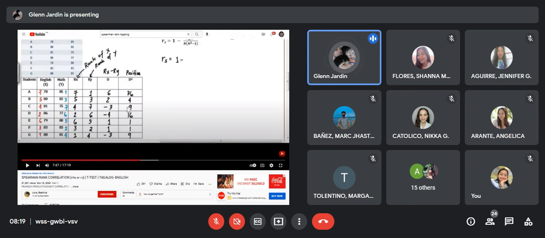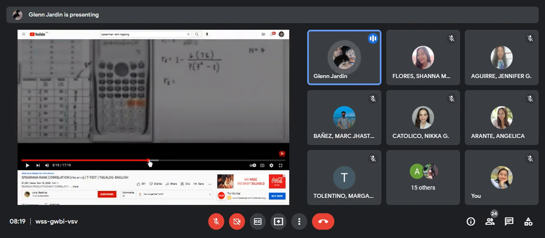Mawawala yung negative. Negative times negative is positive yan. Dito rin, negative 4 squared is 16. 1 squared is 1. Negative 3 squared is 9. Isa lang value kailangan natin dito, which is kapag kinuha natin yung sum na to, that is called as a summation of d squared.